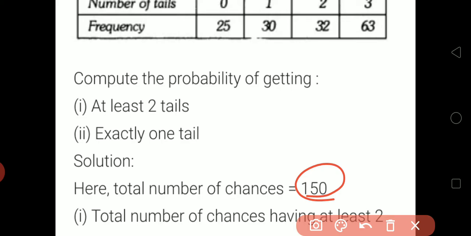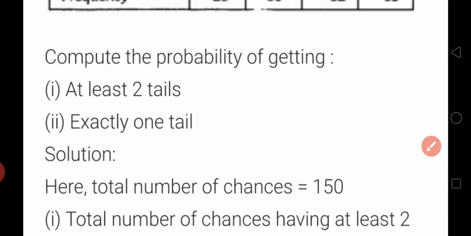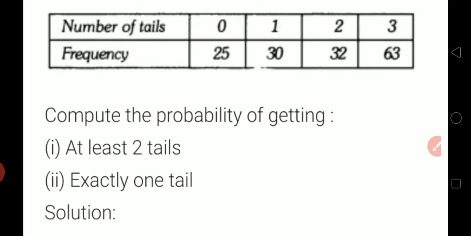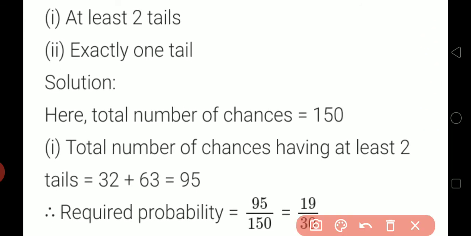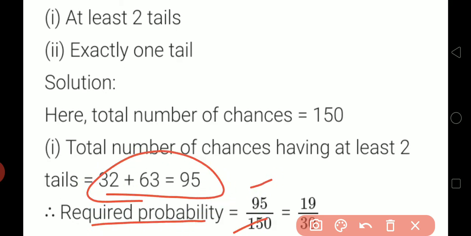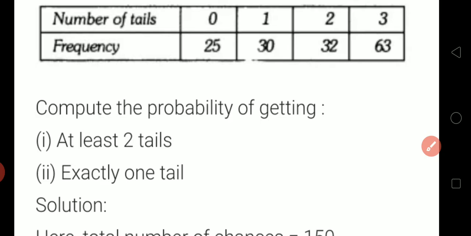Okay. Now the total number of chances having at least 2. What is the meaning of at least? Kam se kam 2. Okay. And more than 2 are also included. So we will add these. So you will get here 32 plus 63, that is 95. So the required probability is 95 by 150. After cutting you will get 19 by 30, right? So I hope you get this one.